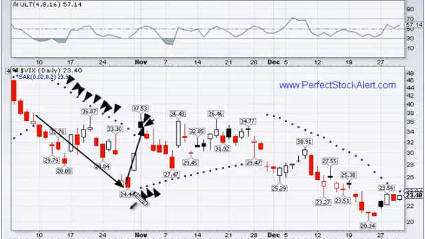What I would do instead is look for a pullback. When you get a pullback down closer to the Parabolic SAR indicators, then you could take your entry opportunity with a stop right there off the Parabolic SAR, and your risk is much smaller, from 28 to 26, a little bit less than. So you're reducing your risk exponentially, also increasing your gain potential.